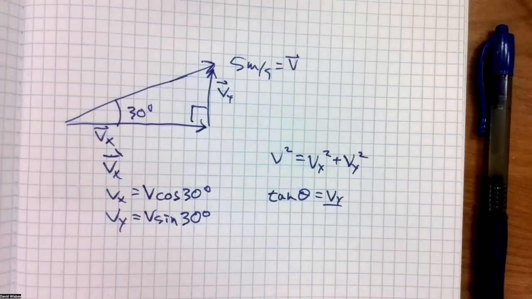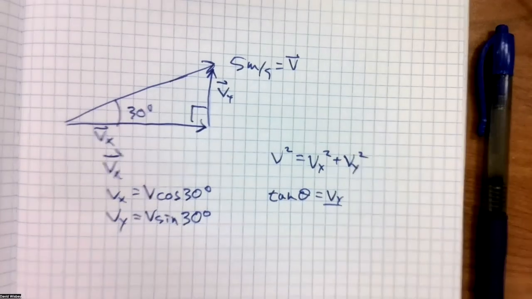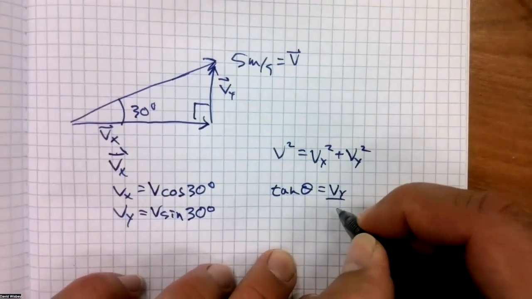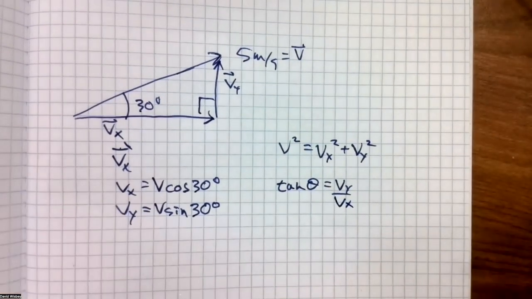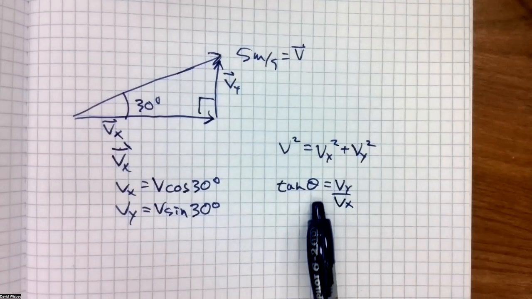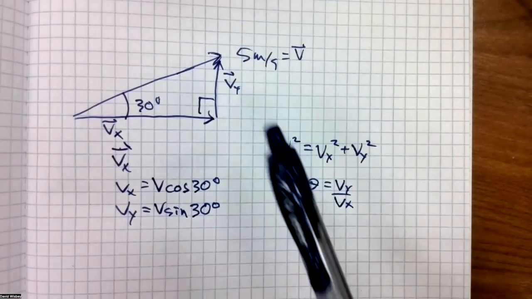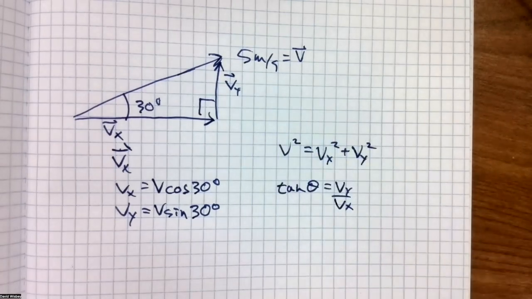Let's go back then to lecture one and look at our table. As we did in lecture one, we had a beautiful slide with all the trig that you'll ever need to know. It's opposite over adjacent, of course. Y over X, Vy over Vx. So I would say write this on your card if I were you. If you know any of this stuff, you can find everything you need to know about your vector.